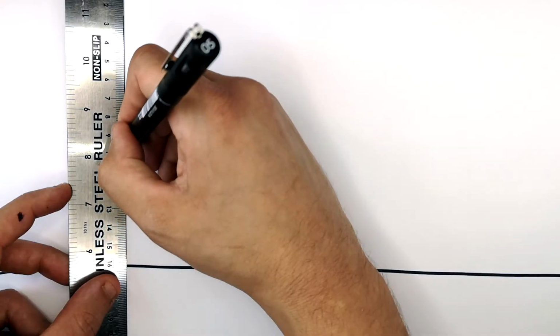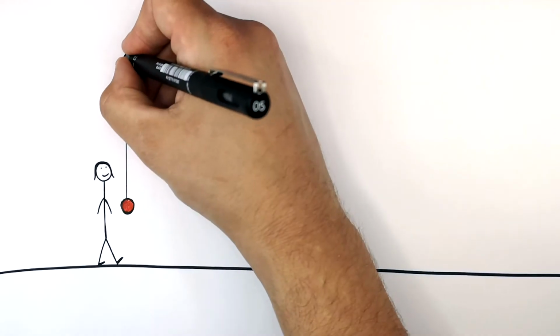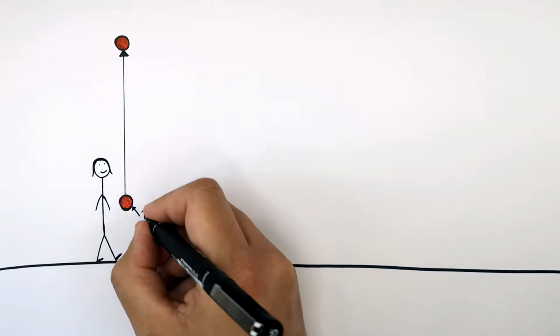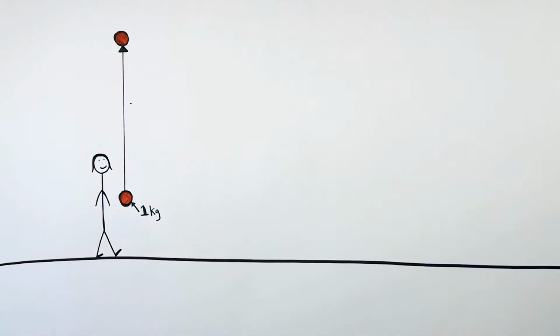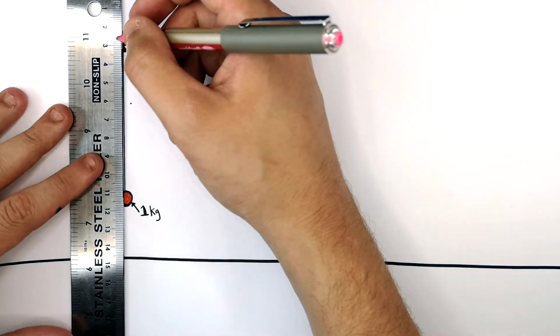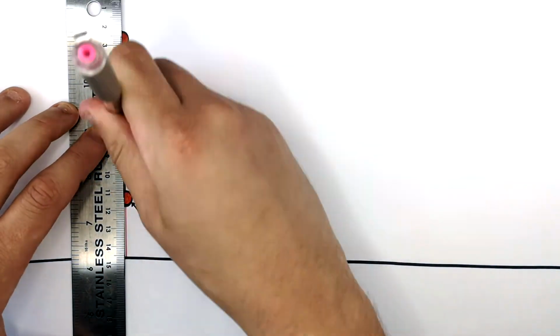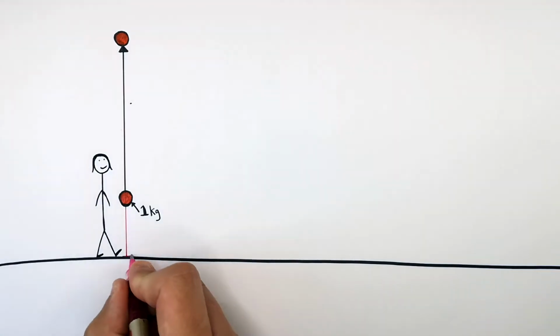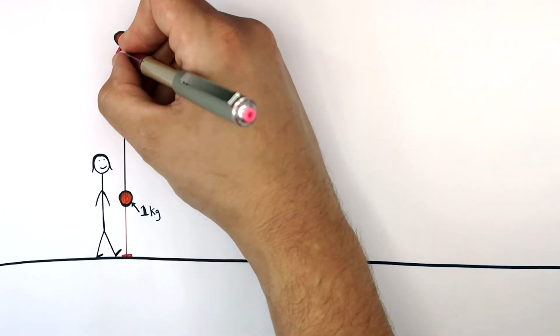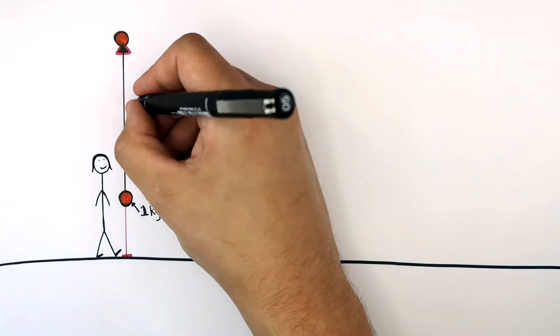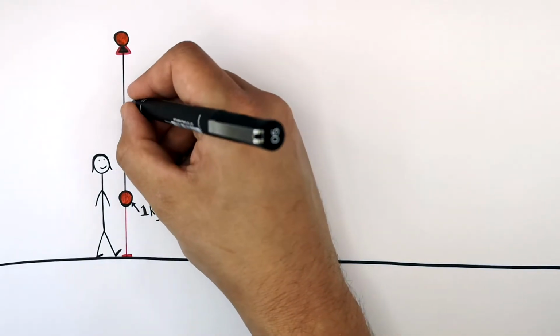This person throws a 1 kilogram ball into the air. So if we're going to try and calculate the gravitational potential energy stored in the ball, we have to know the height it is away from the ground. And the ball is 5 meters above the ground.